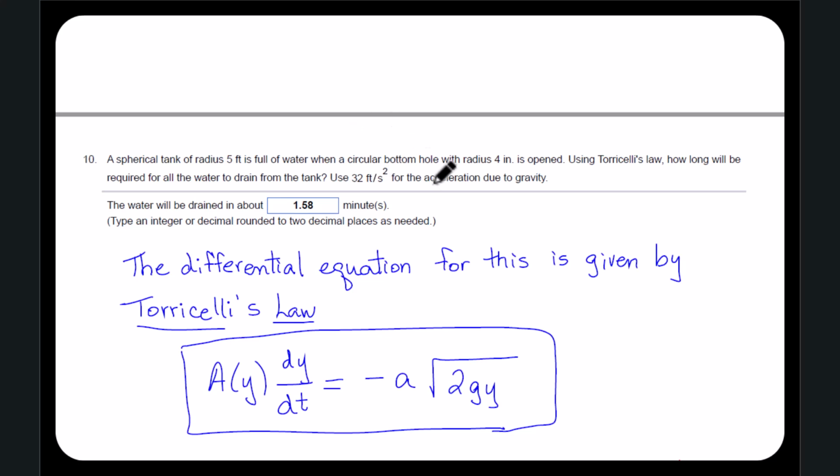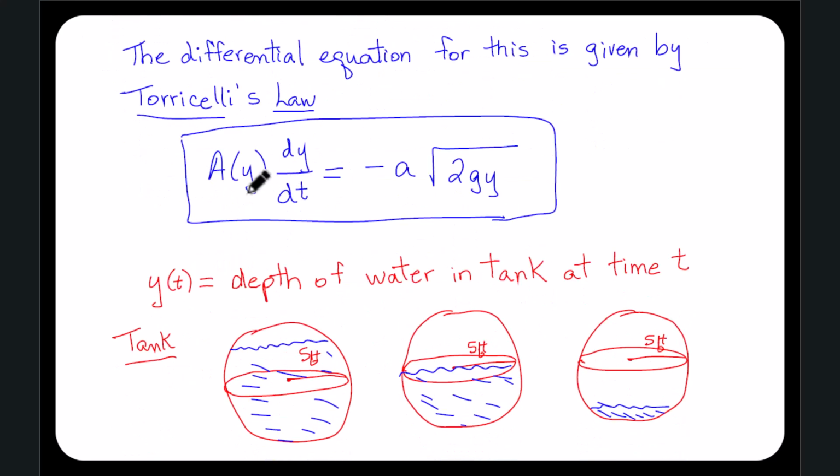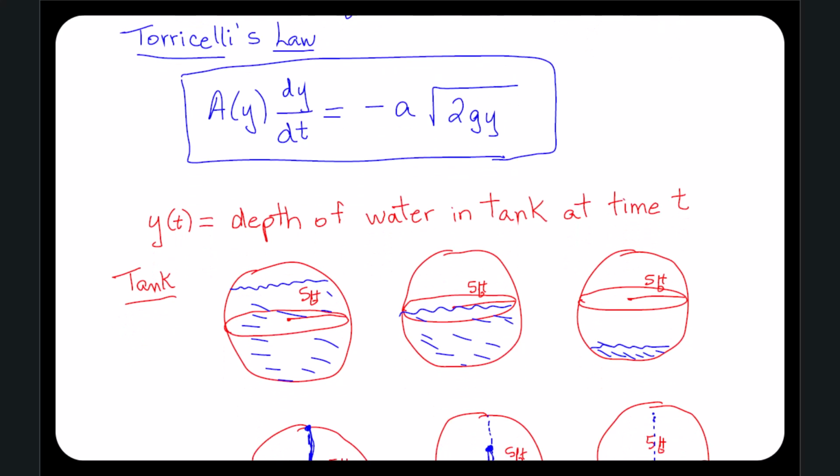Alright, so let's talk about Torricelli's law. It looks like the following. So we've got A of y, the time rate change of y, a small a, g, my gravitational constant. So what are all these things? So y of t represents the depth of the water in the tank at a particular time. So here's a depth of water right now, and as the water goes down because it's leaking, y of t is shrinking.